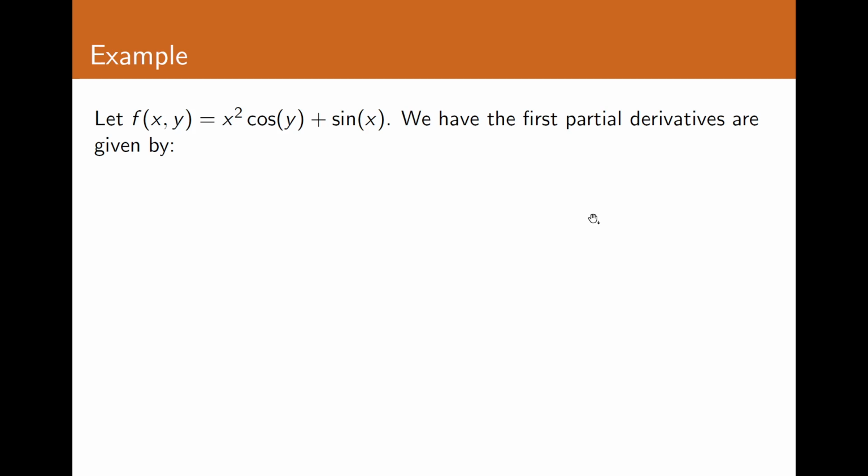So let's come back to an example again. In this case, we're going to let f of x y be x squared cosine of y plus sine of x. So we take the partial derivative of this with respect to x and with respect to y. With respect to x, the first term becomes 2x times cosine of y, and then the derivative of sine is cosine. If we take the derivative with respect to y, the first term becomes minus x squared sine y, and then the sine of x is constant with respect to y, so that just becomes 0.